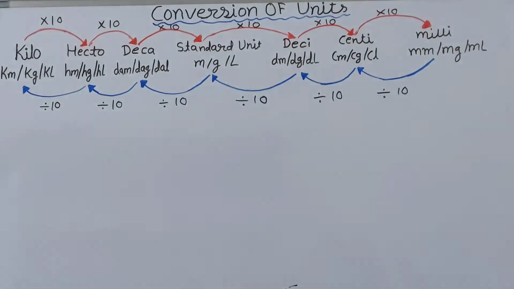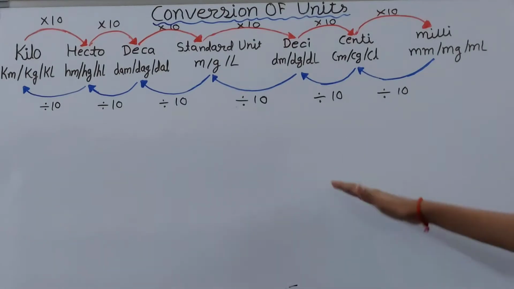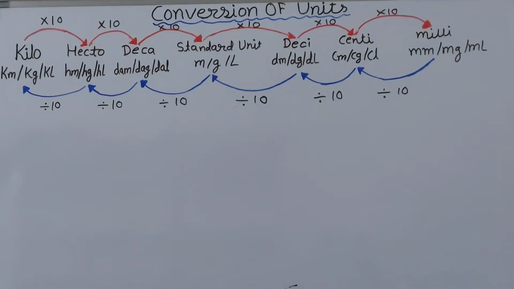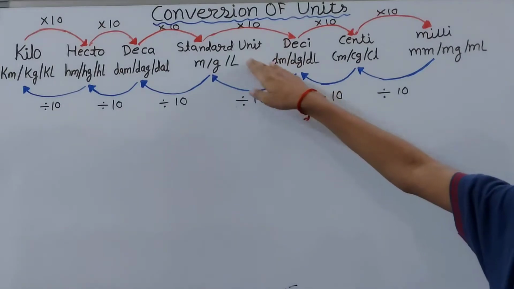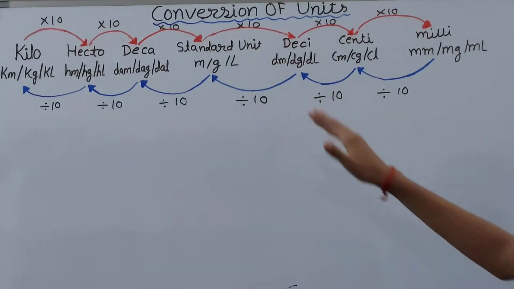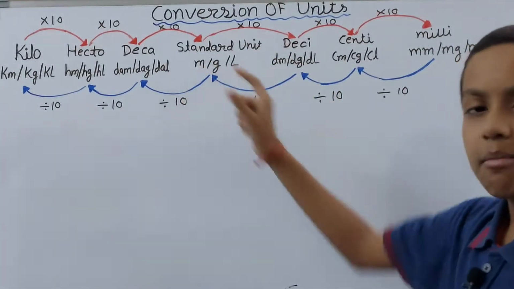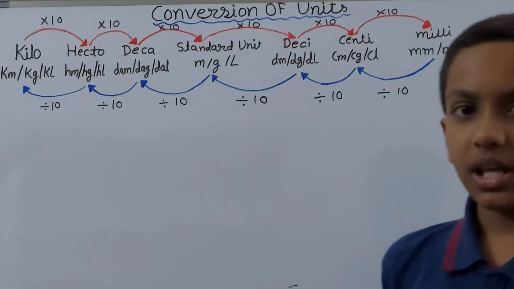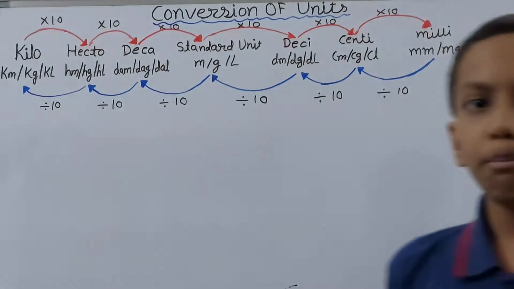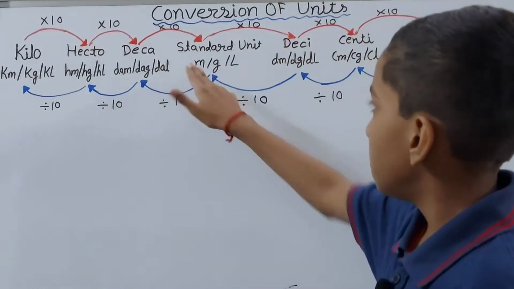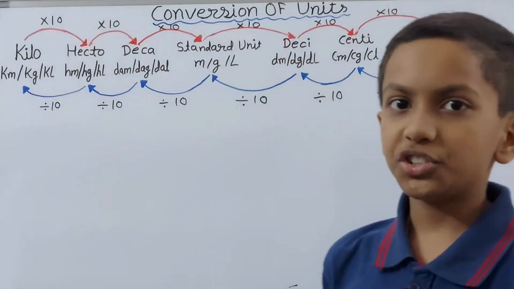So friends, here you can see I have made this chart and I have written these units. Friends, let's see these units which are used in measurement. First, let's see the standard unit. Here you can see M is written. Now, what is this M for? It is for meters, which is used to measure length.